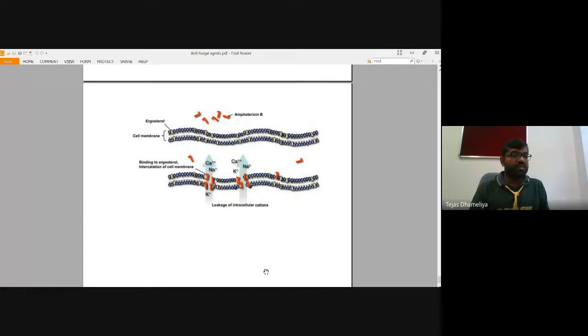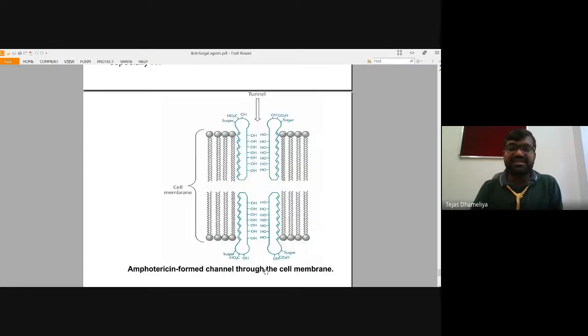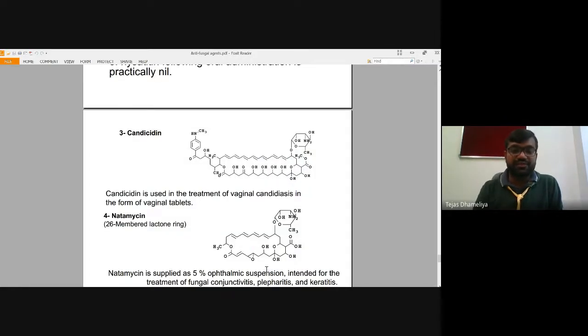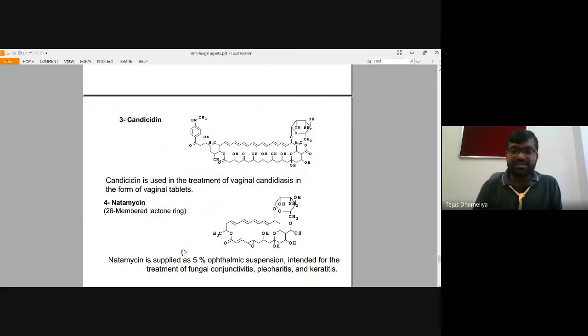Okay, so basically, nystatin is a 38-membered ring and natamycin is a 26-membered ring, but the side effect of nystatin is that it leaves a bad taste in the mouth. People easily used to call this medicine a swish and swallow drug. Swish and swallow means gargle and swallow. Nystatin is this type of drug.